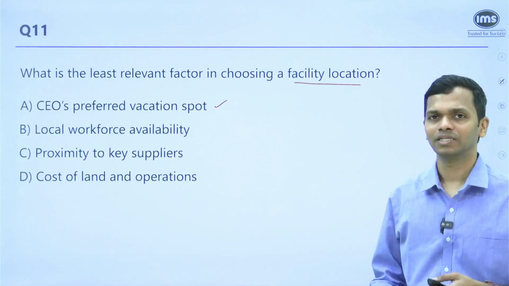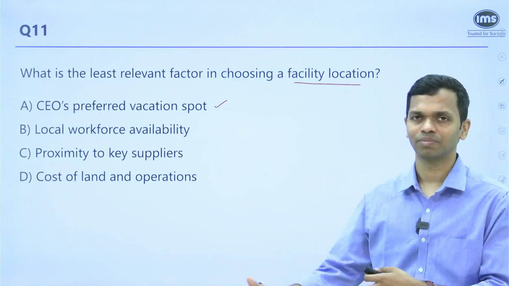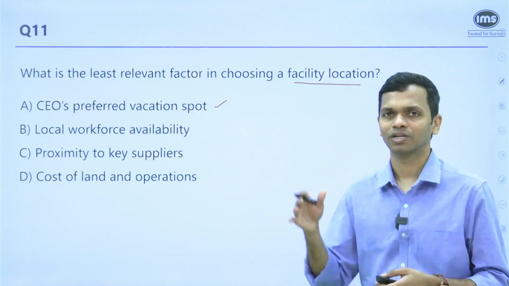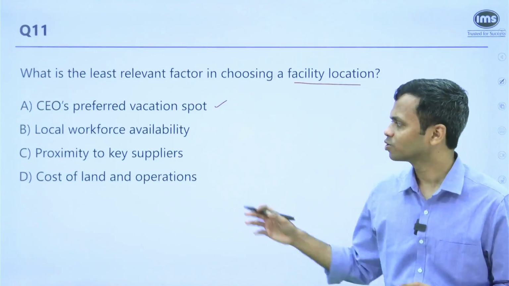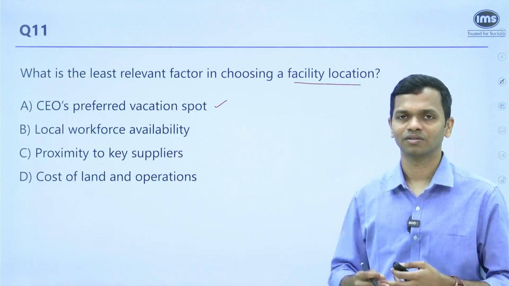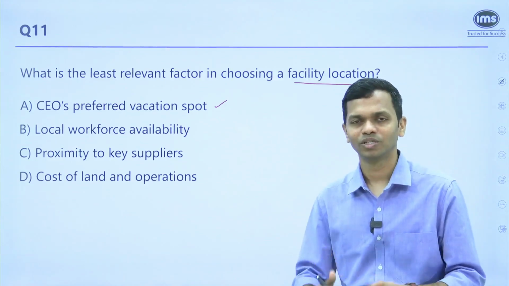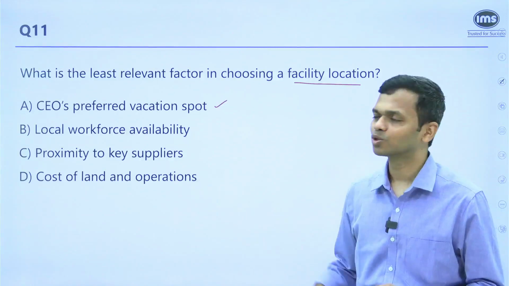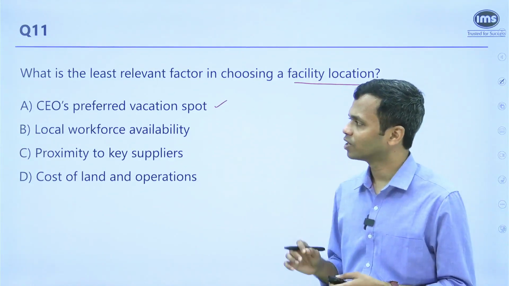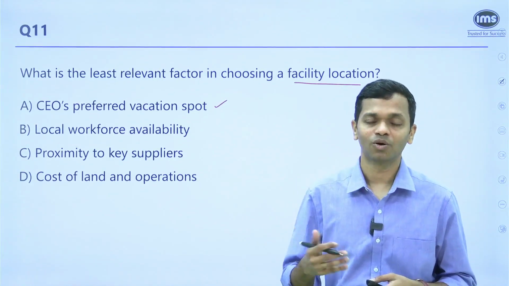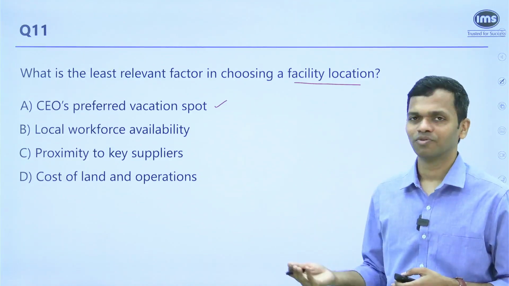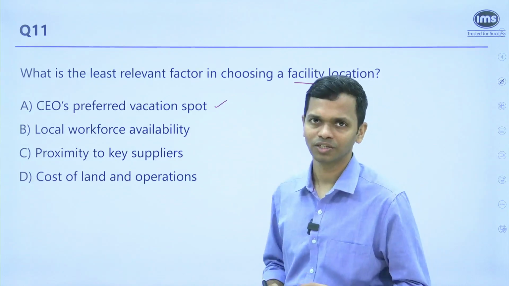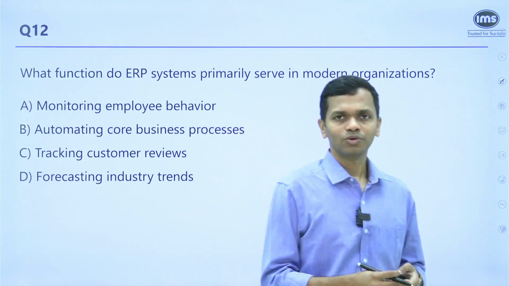Local workforce ability, yes, I would want to have a facility at a place where there are skilled workers available. Proximity to key suppliers, yes, so that I reduce the transportation cost. Cost of land and operations, definitely, because if I decide to have something in Mumbai versus something in a village 500 kilometers away, that also becomes an important parameter. So the one that will have the least relevance is the CEO's preferred vacation spot, because that has got nothing to do with the organization's facility location decision. Let's move on to the next one.